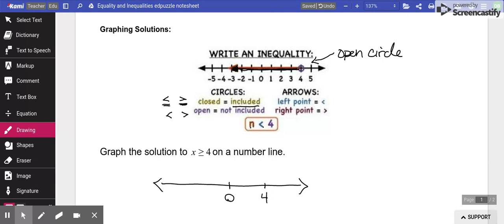When I create my graph, I always like to show where my 0 is. And then since it says x is greater than or equal to 4, I'm going to show the number 4 on my number line. Because it says x is greater than or equal, I know that that's going to be a closed circle because the 4 is included in the value. And I need all of the values greater than that. So I'm going to shade in the greater direction because I know that 5, 6, 7, 8, and so on are a part of my solution.